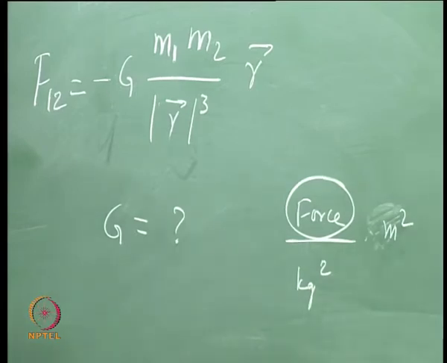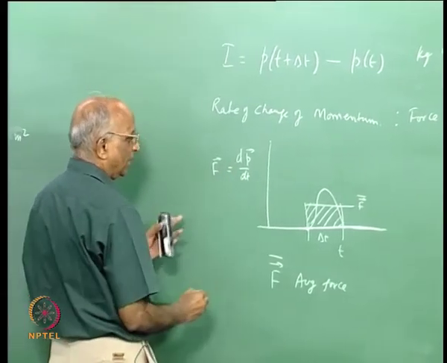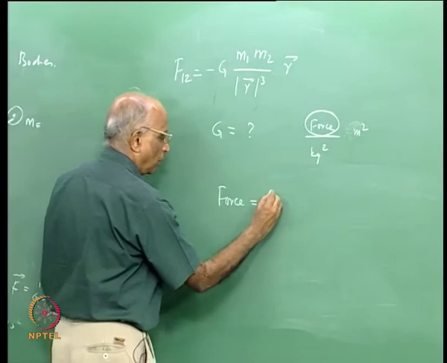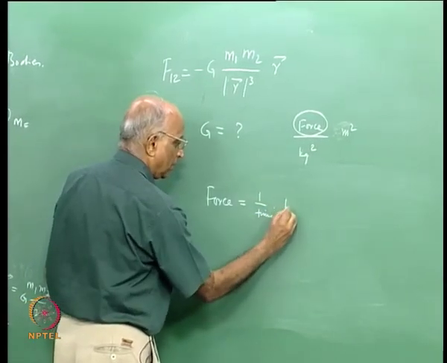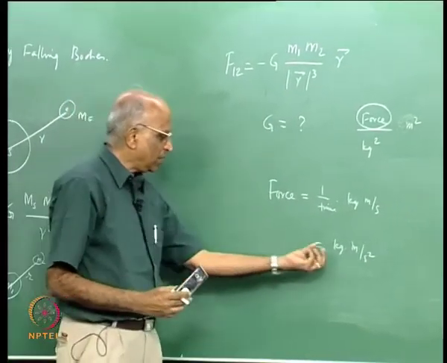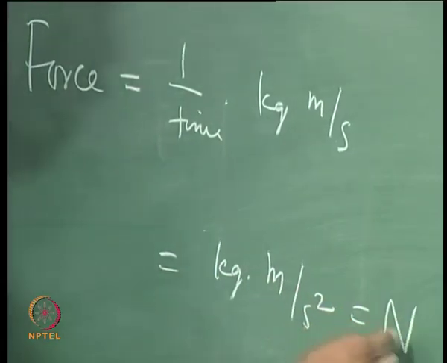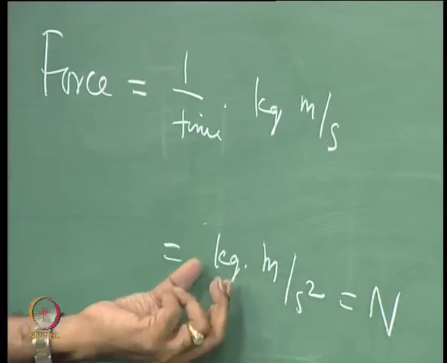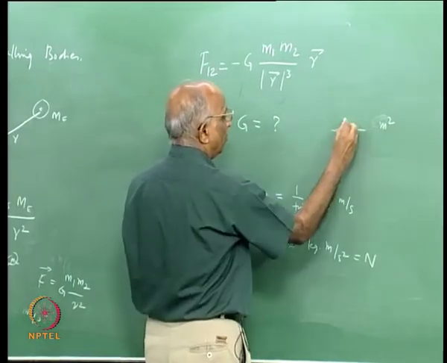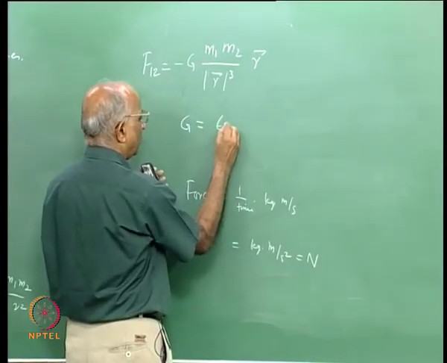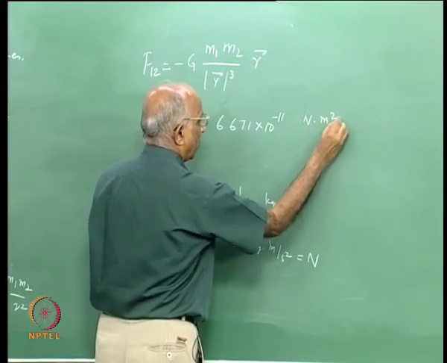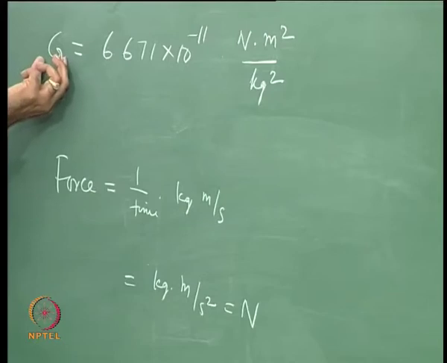We told ourselves force is the rate of change of momentum, force is equal to dp by dt. Therefore, the units for force is one over time divided by kilogram meter per second, which is equal to kilogram meter per second square, and this is what we call Newton. Therefore, the force has unit Newton, which comes from rate of change of momentum, and the units of G are Newton meter square by kilogram square, and the value is something like 6.671 into 10 to the power minus 11 Newton meter square by kilogram square. This is the constant in the universal law for gravitation.